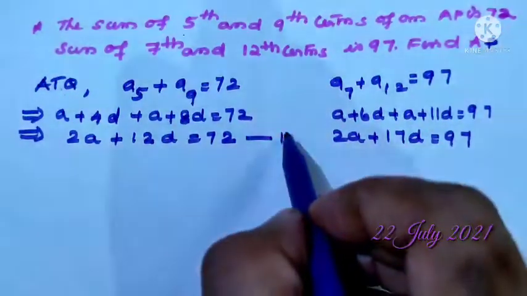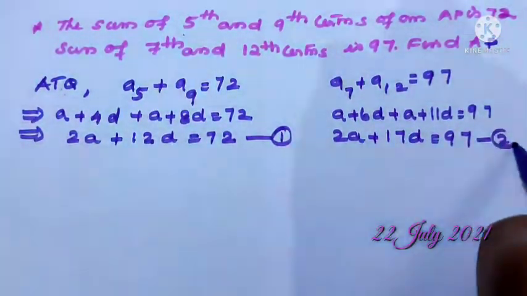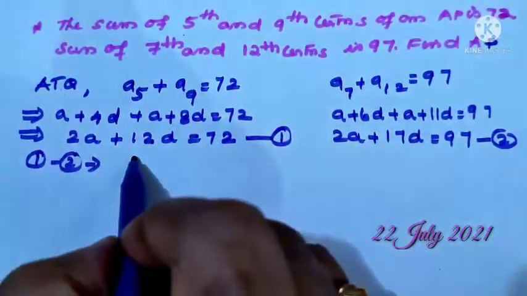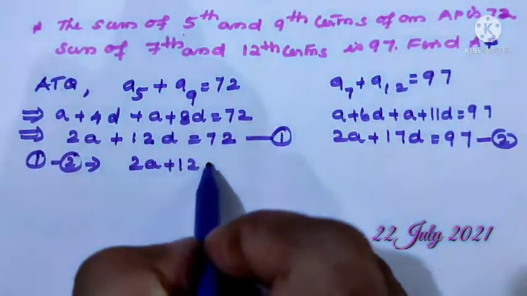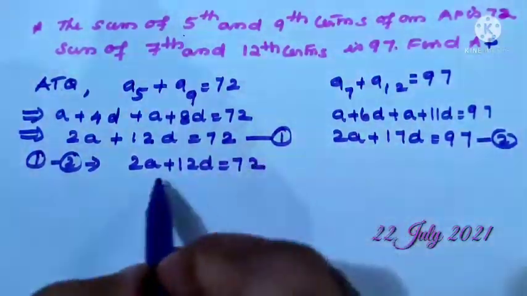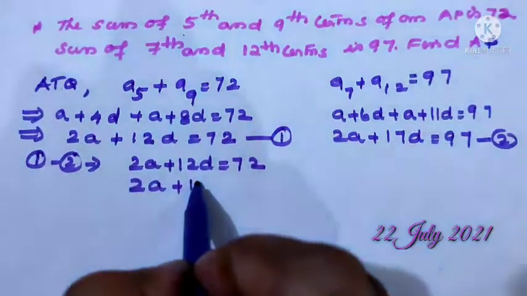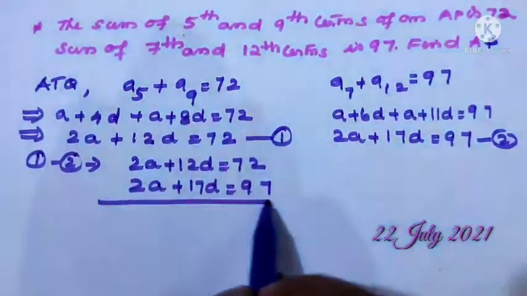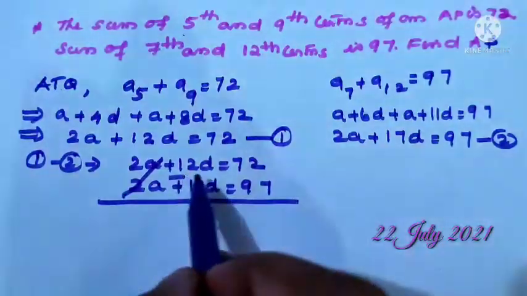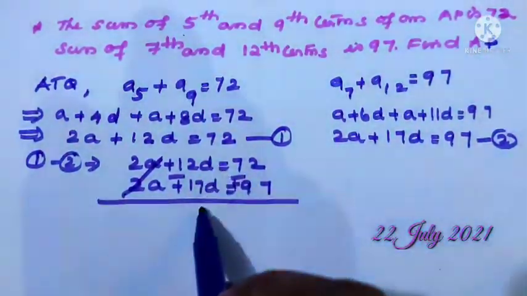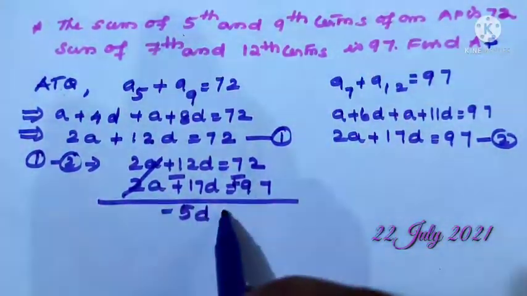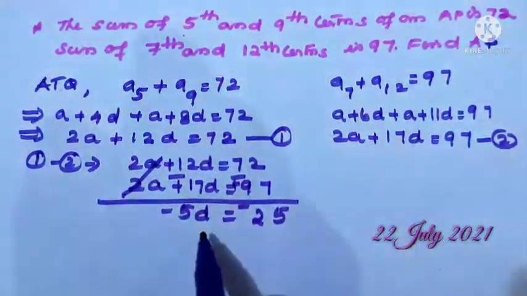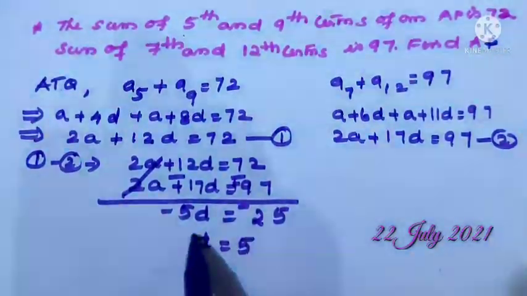So 2A plus 17D equal to 97. So we are getting two equations here. So 1 minus 2 gives. So 2A plus 12D equal to 72. Another one, 2A plus 17D equal to 97. 2A gets cancelled because opposite sign we should take. So minus 5D equal to minus 25, right? So what is D? D equal to 5.